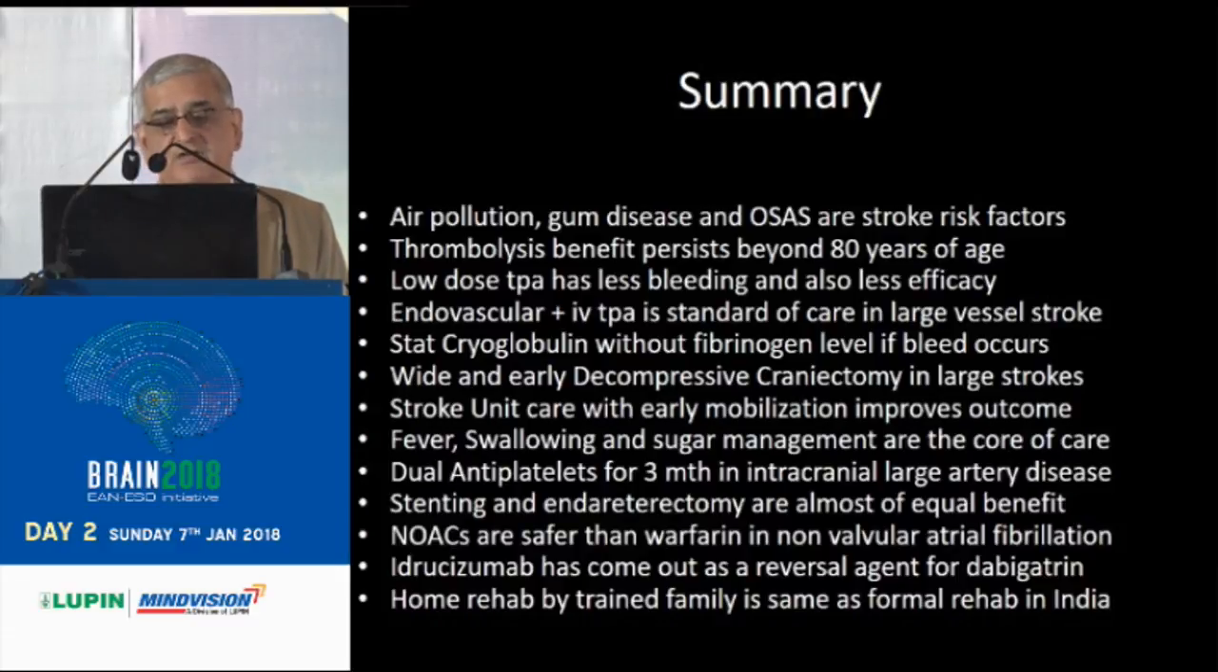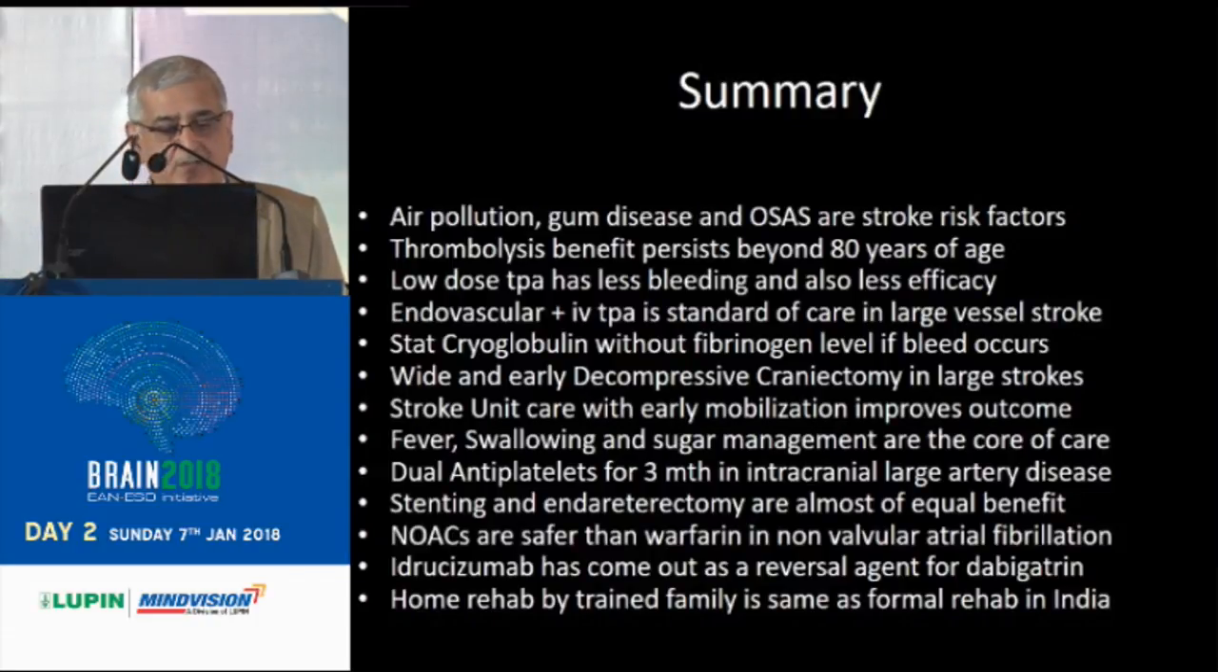Dual antiplatelets for 3 months in tightly stenotic lesions can be given, but after 3 months we should go back to the single antiplatelet. Stenting and endarterectomy are almost all equal benefit. What you have to make sure, basically I think there are two things. If your patient is more than 70 years, then you will prefer endarterectomy. If he is less than 70, prefer stenting. But more than that, it's important what is your personal infrastructure. Because if your surgeon is very good, then go for endarterectomy. If your stenting fellow is very good, then go for stenting. That the complication should be less than 3%.